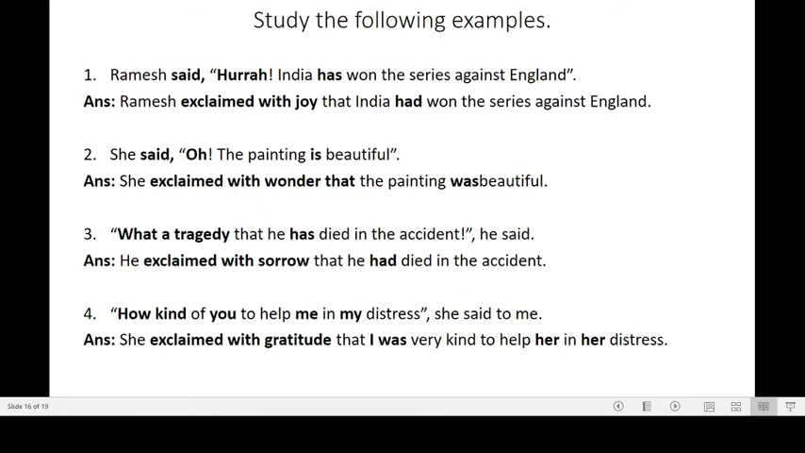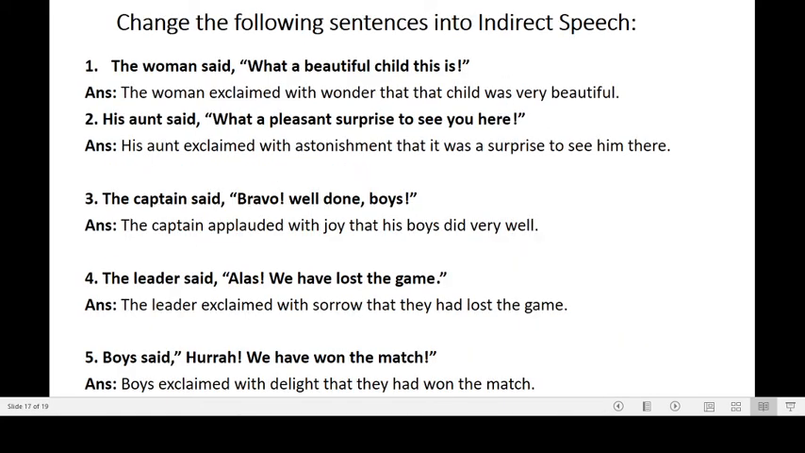should be used along with a phrase like with joy, with sorrow, with delight, and that should be used before "that," and all the necessary changes related to tense and pronouns should be made. And these are the other examples which are given in the textbook.